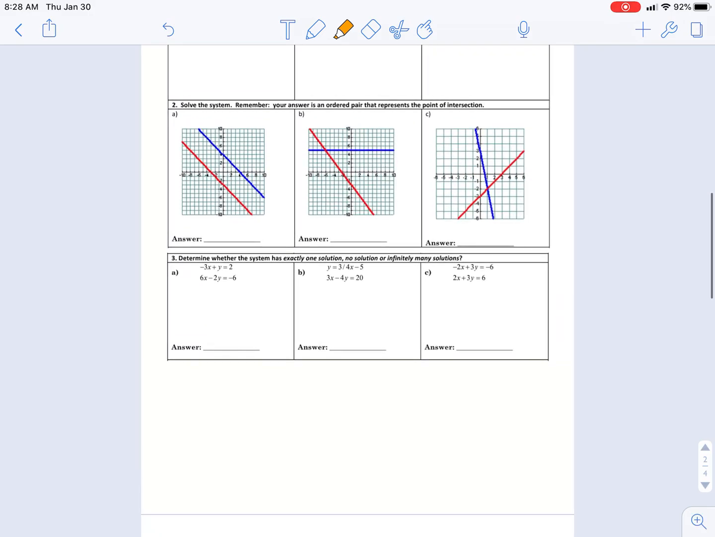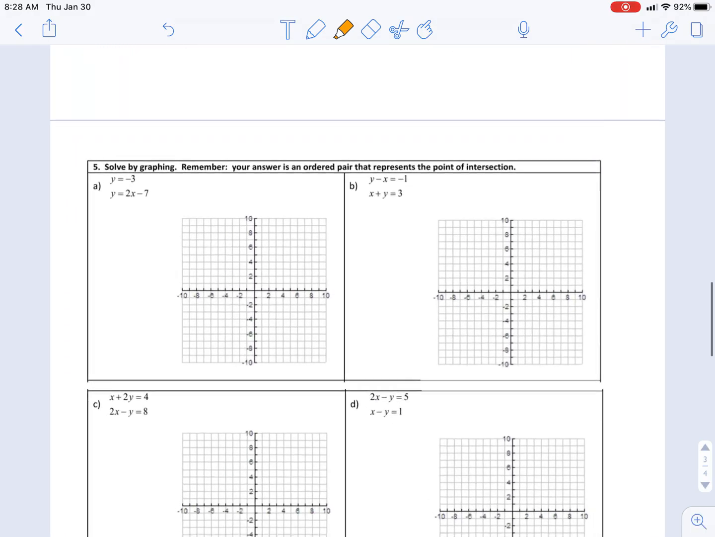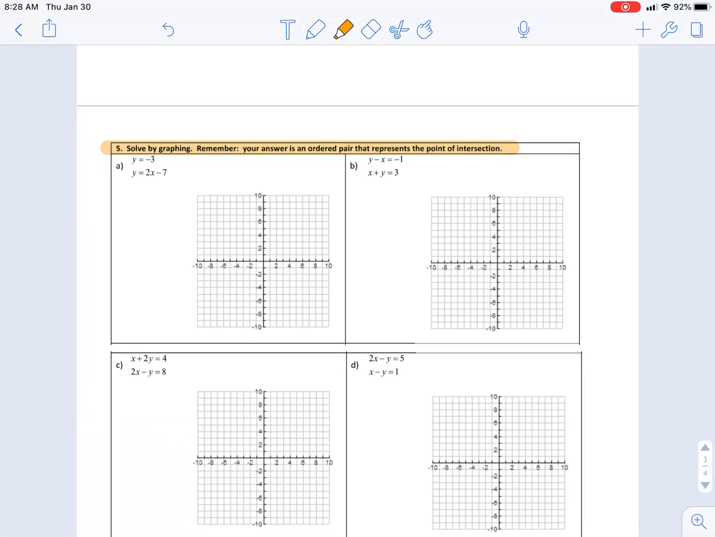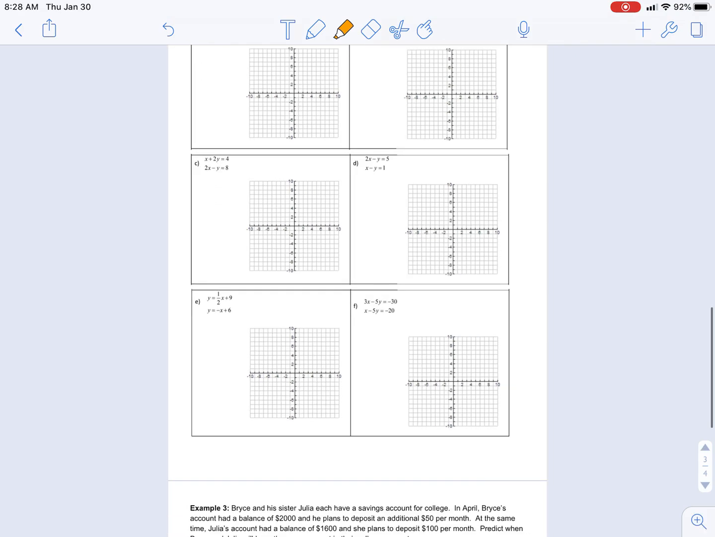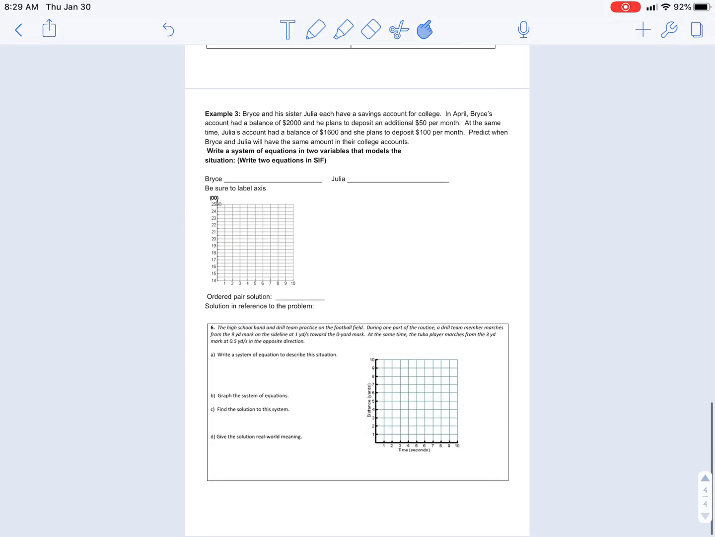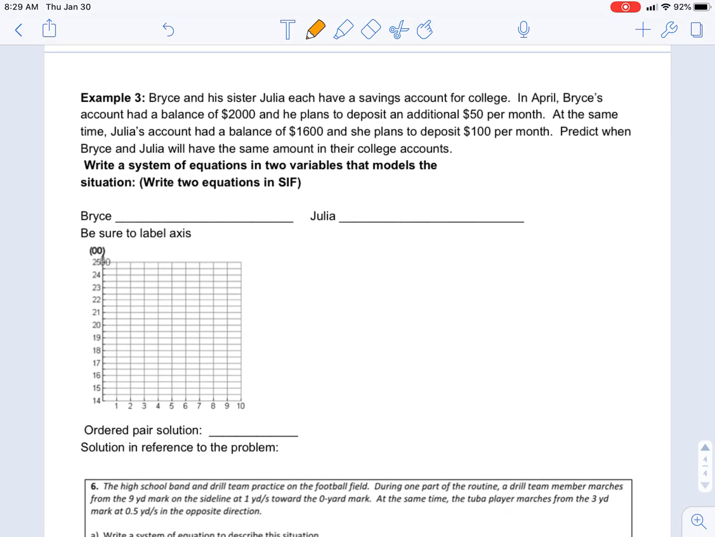You are going to skip sections 2 and 3, and we are going to talk about those tomorrow with what we call special cases of graphing solutions. But I do want you to go down here to the bottom, and I want you to try the solving by graphing. So there's A, B, C, D, E, and F. And you can check those when you are done. We are going to go through example 3 together, and then I'm going to have you do example 6 on your own. So let's take a look at example 3.